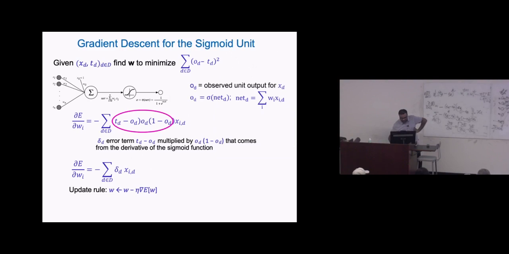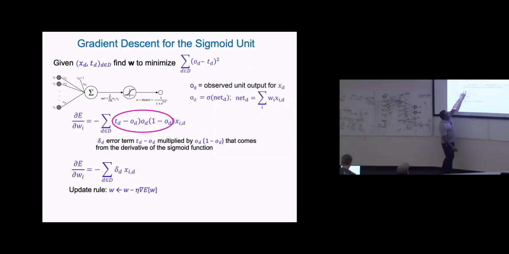This is important. This delta, you remember that formula, right? (tD minus oD), oD times (1 minus oD), times x. So it's a term multiplied by the input x. The whole term (tD minus oD), oD times (1 minus oD), is called the delta, the error. That's how it's defined with some input. This is the error term.